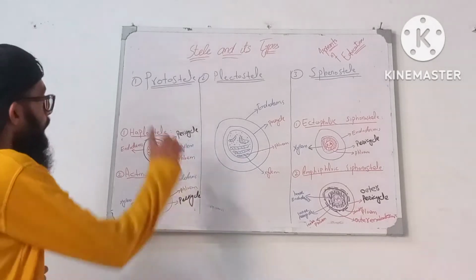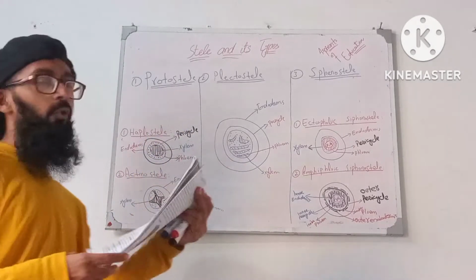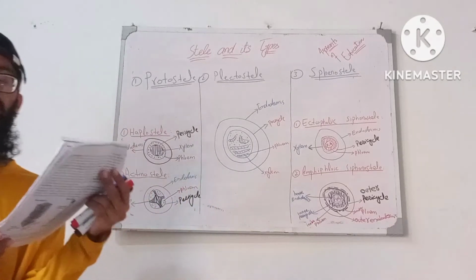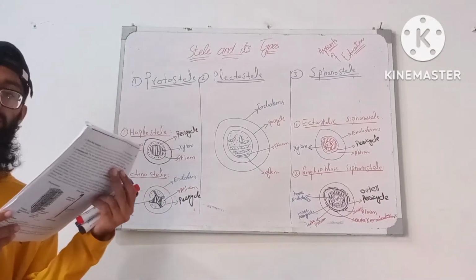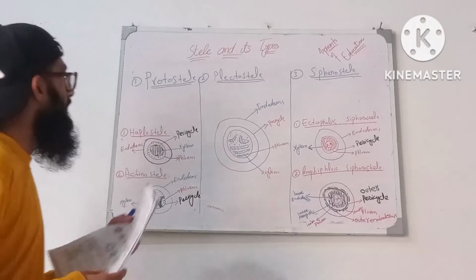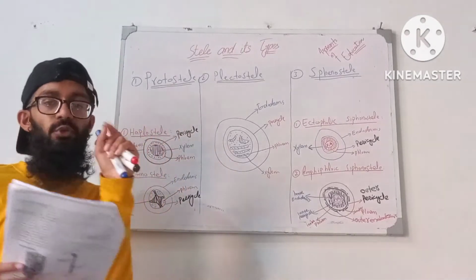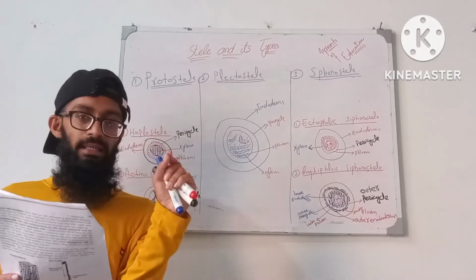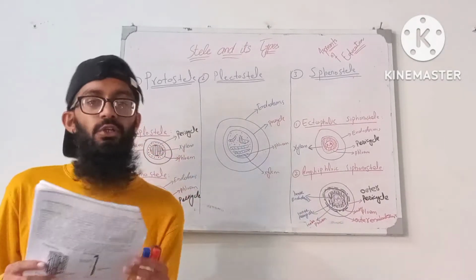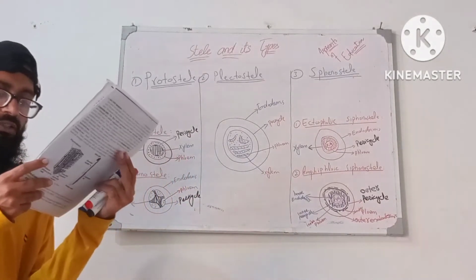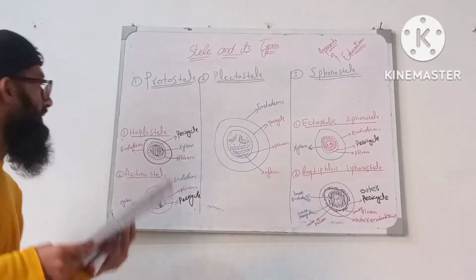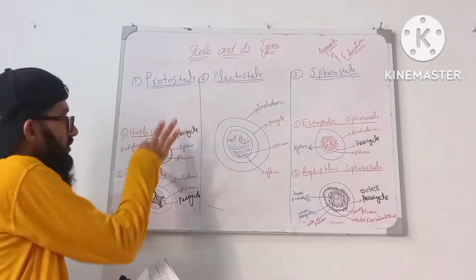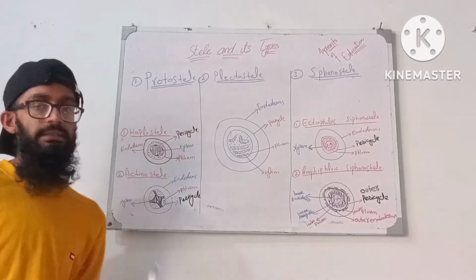The first one is protostele. In protostele, the xylem is in the form of a solid mass. Just keep this word in mind: solid mass. Xylem in the form of a solid mass forms the central core of the stele.